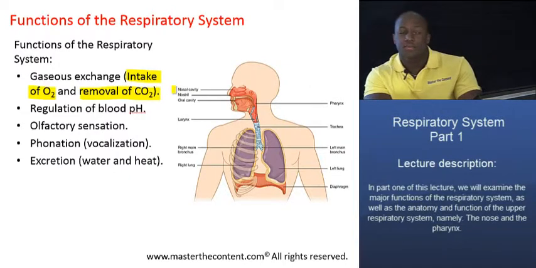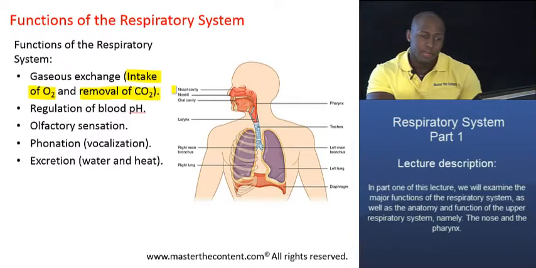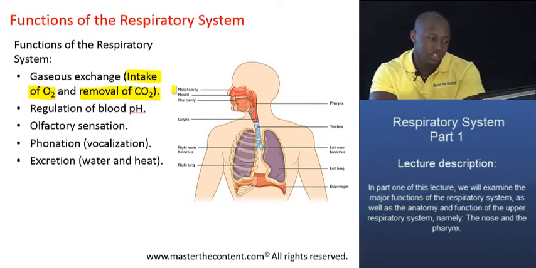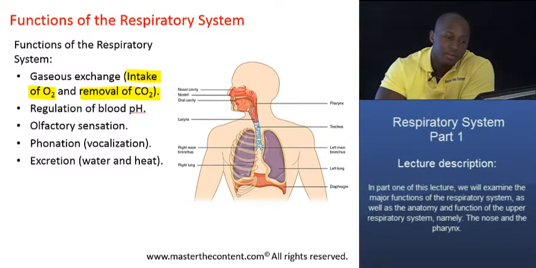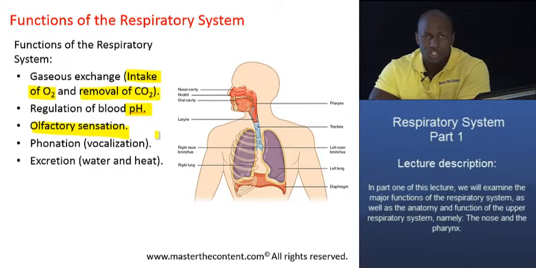So we're not going to delve into the specifics of pH regulation by the lungs at this point in time. That's something we're going to look at a little later on in this lecture. Now, other than regulating your blood pH, your respiratory system is also responsible for olfaction, or olfactory sensation, which is basically your ability to smell, your ability to detect odors in the environment.